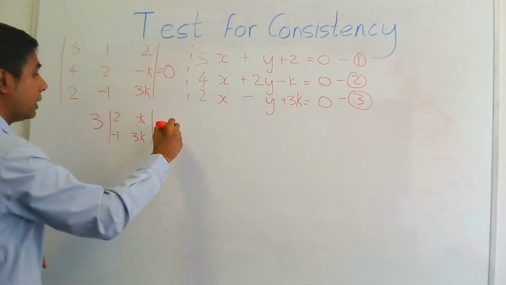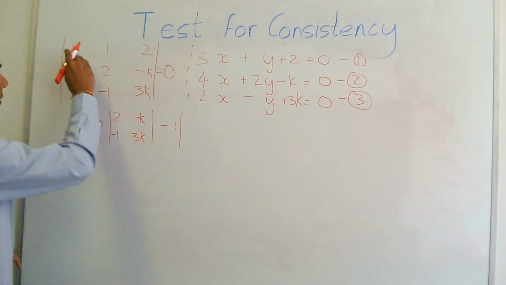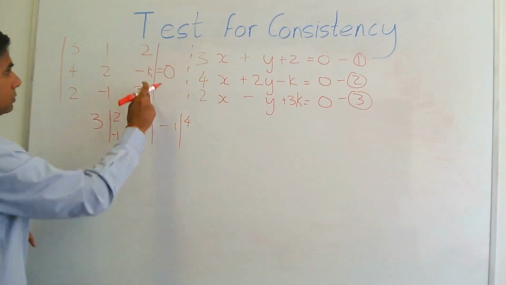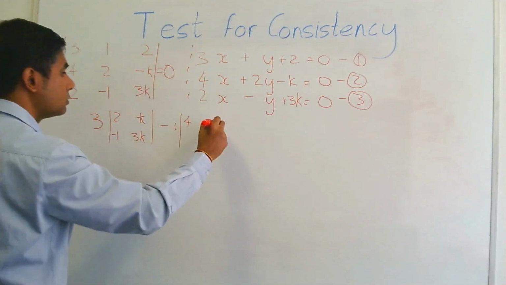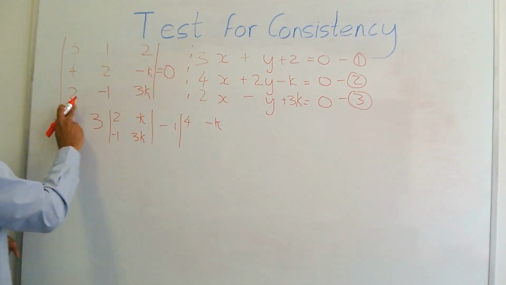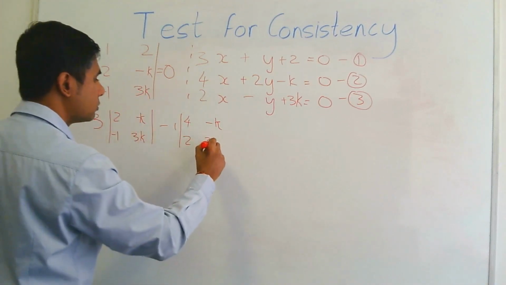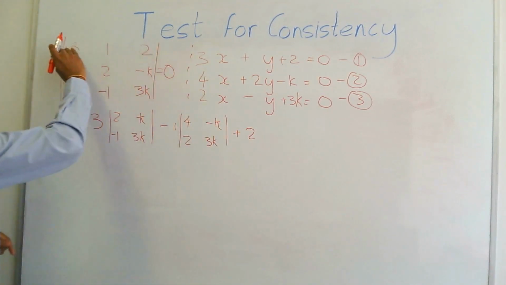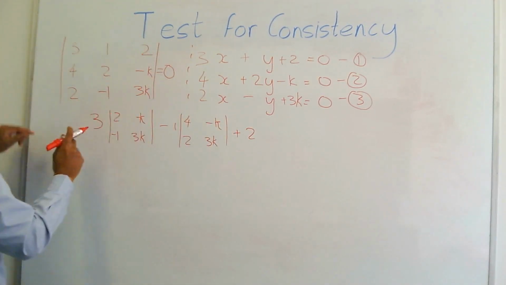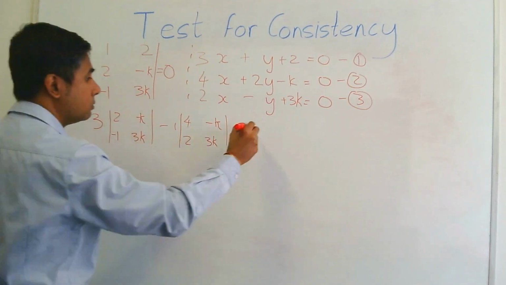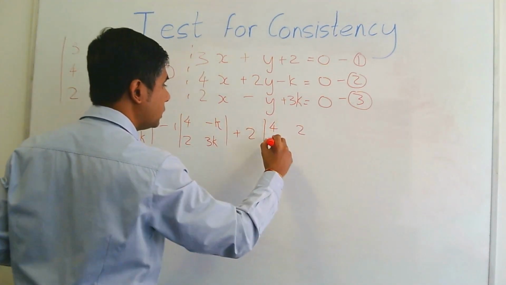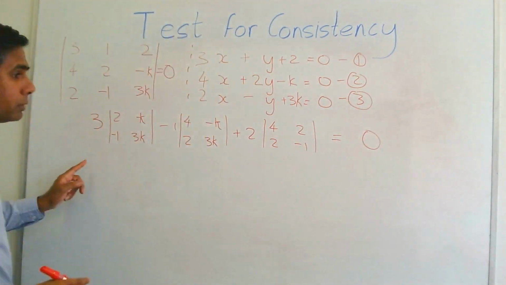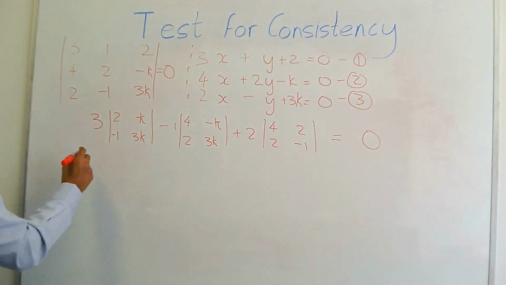minus, that's the second term. So we have the element 1 multiplied by the minor of 1. We block out first row and second column, so what's left is 4, then minus k, then we have 2 and 3k. And then lastly we have 2, and then we block out first row and third column, and what's left is 4, 2, and 2, minus 1, and then we set this equal to 0, and now we evaluate each of these terms and solve for k.